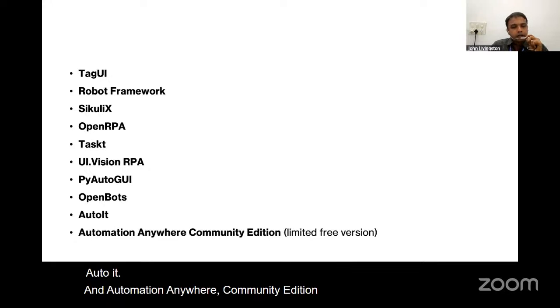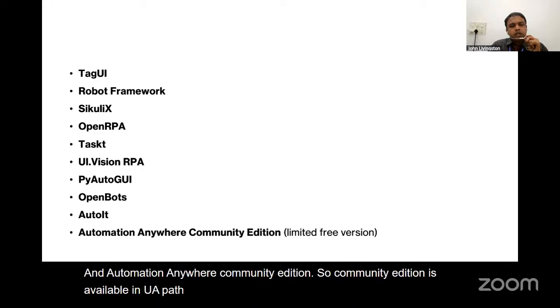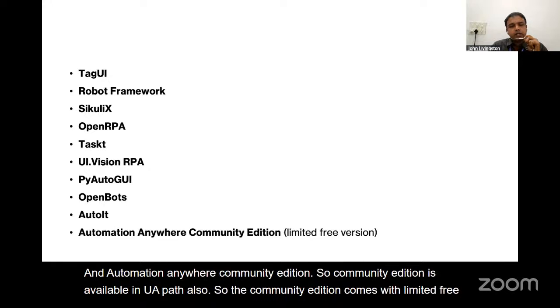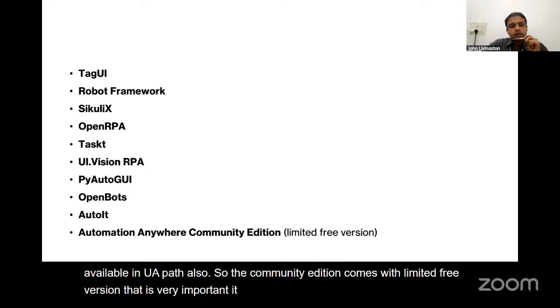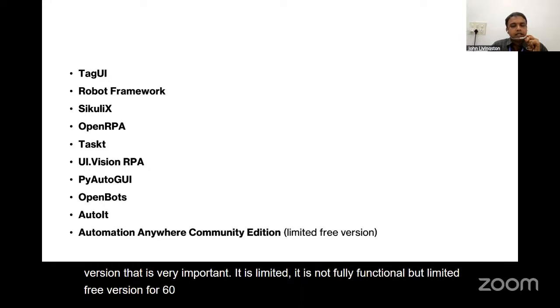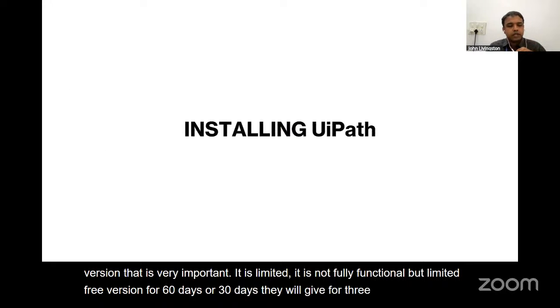So Community Edition is available in UiPath also. The Community Edition comes with a limited free version. That is very important. It is limited free. It is not fully functional. Limited free version for 60 days or 30 days. They will give it for free. Okay, so here comes the important part.